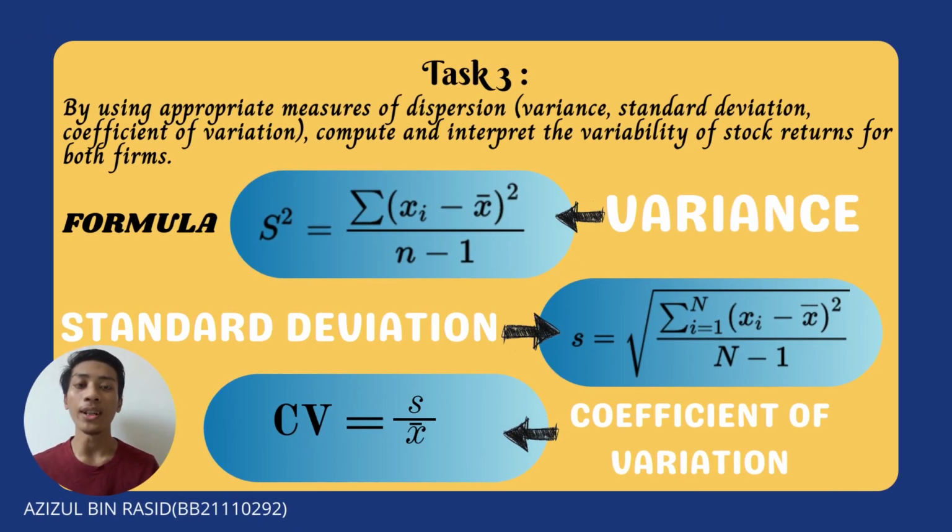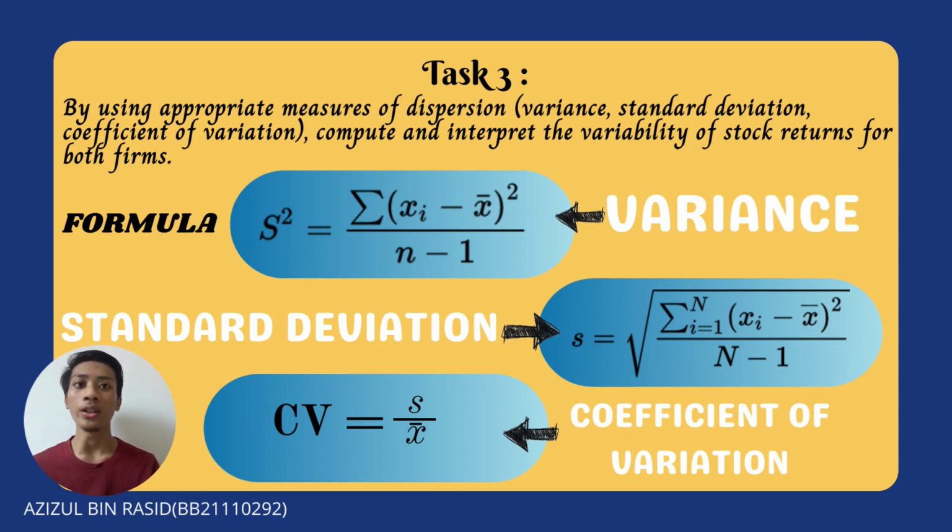Hello, my name is AZIZUL bin RASID with student number BB21110292. I'm going to continue with Task 3, which is by using measures of dispersion, variance, standard deviation and coefficient of variation, compute and interpret the variability of stock returns for both firms. So we need to know the calculation for variance, standard deviation and coefficient of variation.